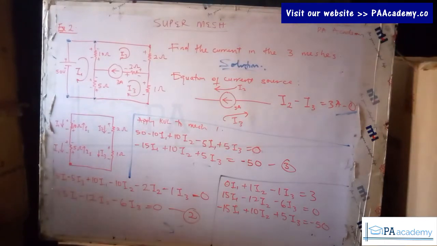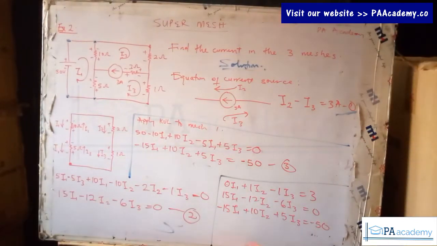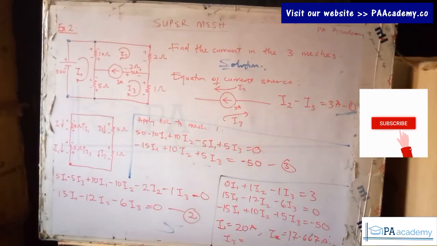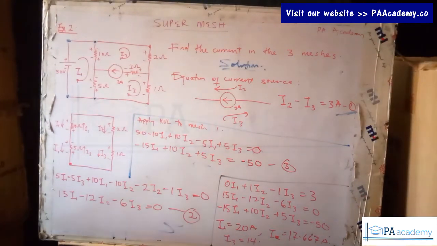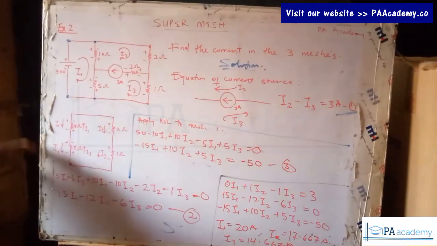So let me write that down. Even if you solve this manually using any method, you still get the same answer. So I1 equals 20 amperes. Don't forget your unit. I2 equals 17.667 amperes, and I3 is 14.667 amperes. So you can see that super mesh is a very simple concept. It's not difficult at all, and just using super mesh you've been able to solve this.